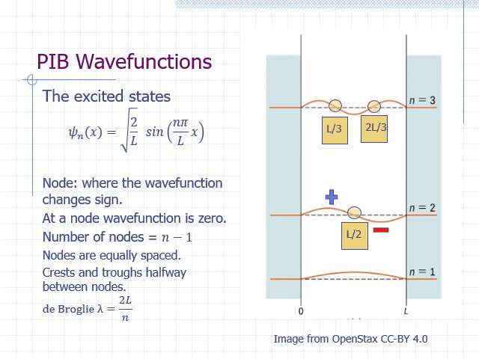Finally, we can show that the de Broglie wavelength is 2L over n. Example, for the first excited state, n equals 2, 2L over n, or 2L over 2, is equal to L. The length of the box is one wavelength. We can see from the plot here that for n equals 2, the wave function completes one cycle from x equals 0 to x equals L.